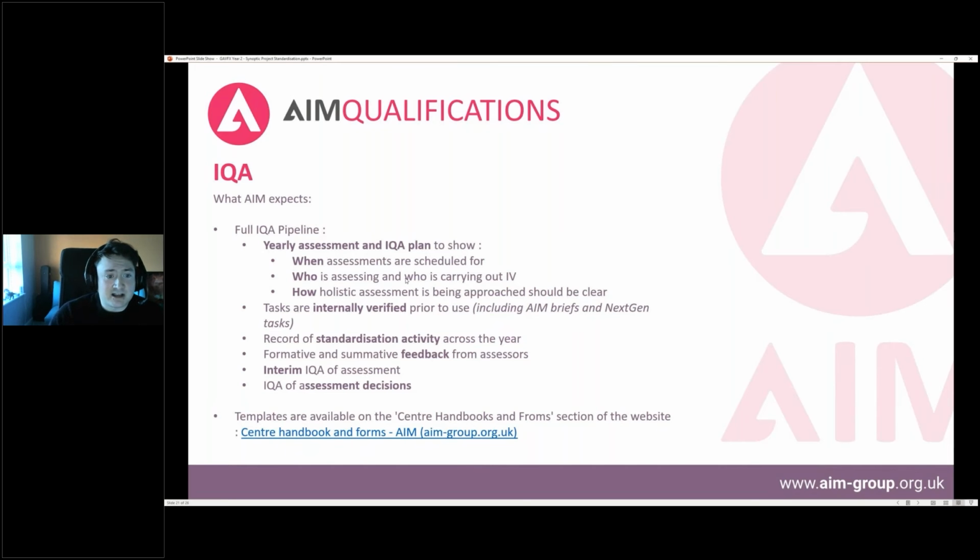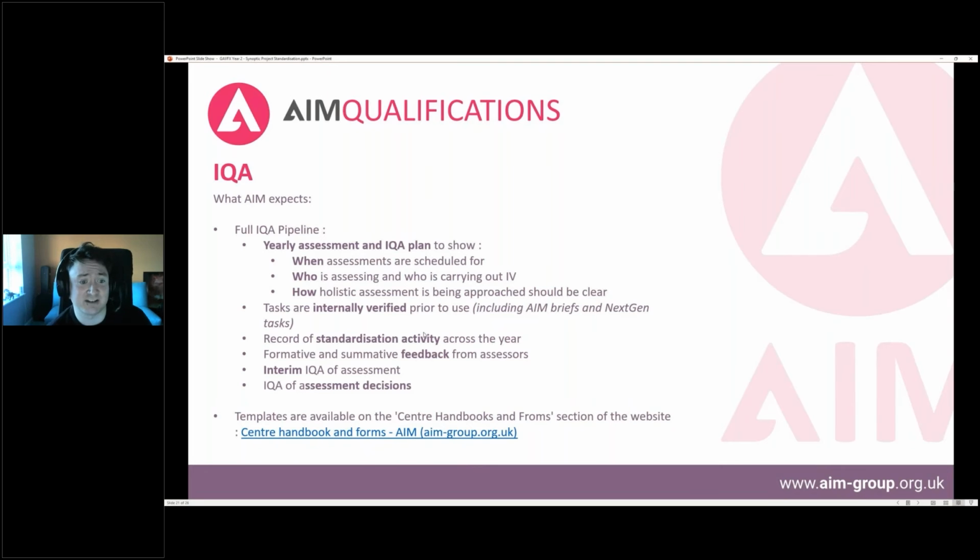So this document, I can't stress the importance enough of, and this shows how you're planning to assess your students over the year. And having that is going to fill your EVs with confidence that you know what you're going to do and how your final grade is going to be assured from a quality point of view. Your tasks are going to be internally verified. So this should include your AIM briefs and next gen briefs as well. Even if you're using an exam board brief, you should have your own dates and structure to your assessment in there. So that should be internally verified.